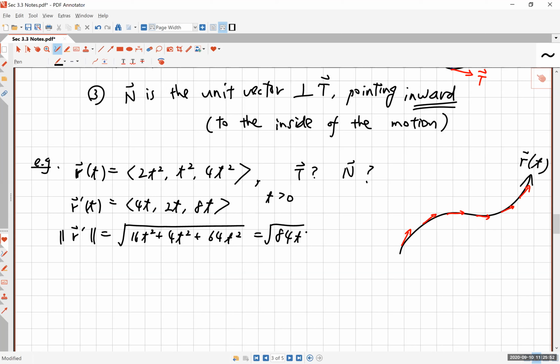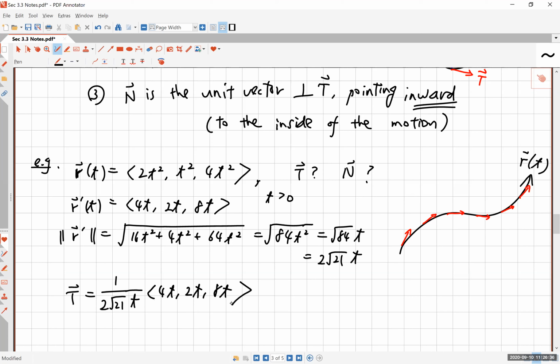It is 84t squared, and since t is positive by my declaration here, it's the square root of 84 times t, right? Or you can write, if you are a big fan of factoring out numbers here, 2 times the square root of 21 t. All right, so what is my T? That's 1 over 2 square root of 21 times t, with t in the denominator, and then you have 4t, 2t, 8t, and of course, t can be canceled, right? And in fact, 2 can be canceled.